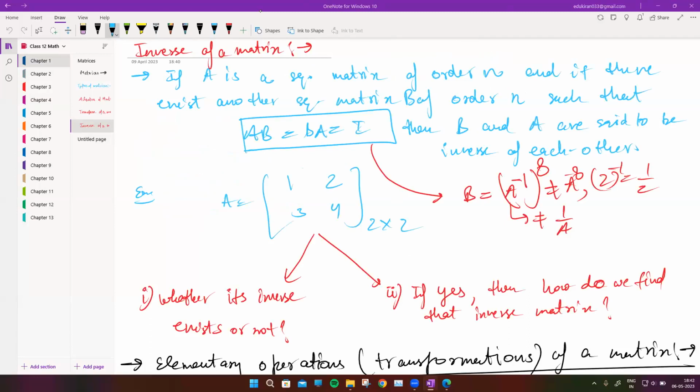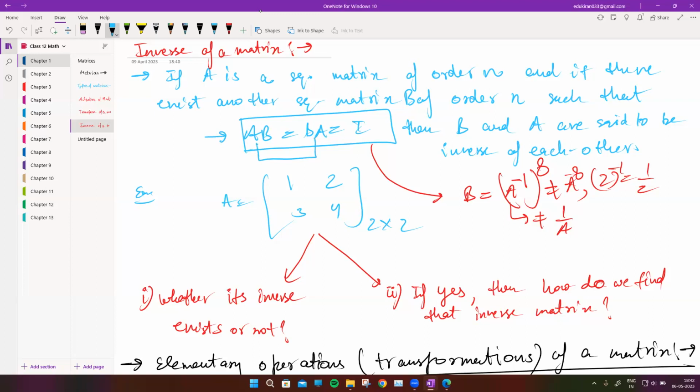Inverse of a matrix. We haven't talked about the whole algorithm and the use of inverse of a matrix, but we did have a discussion about what is inverse of a matrix. So let's say you have a square matrix A of order n, and if there exists another square matrix B of the same order, such that the product of A with B or B with A, so you write it either AB or BA, the overall product is identity matrix.